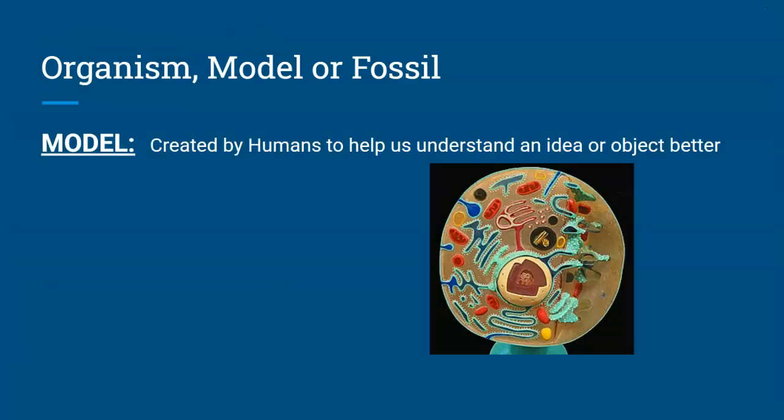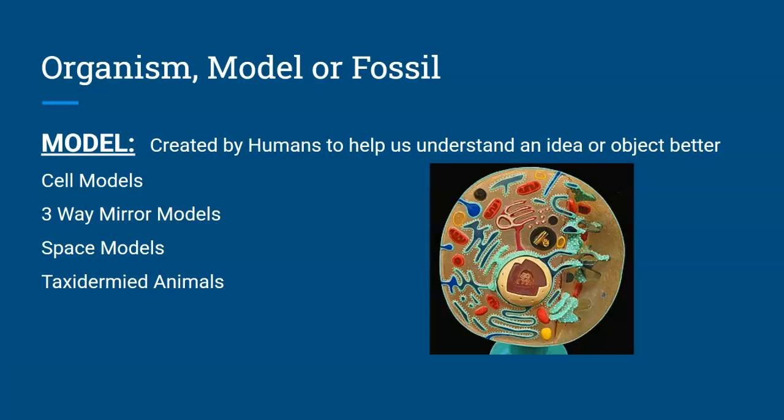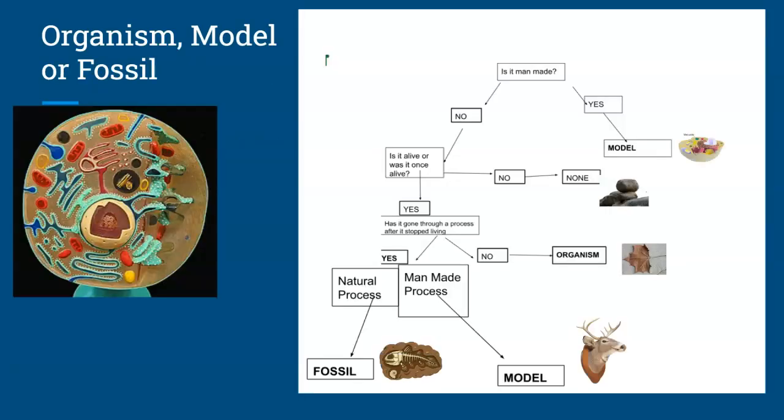Okay. A model is created by humans to help us understand an idea or object better. Here are our cell models, our three-way mirror models, our space models. We use models all the time in science. Museums have models all the time, and like I said, taxidermy animals are an example. Museums are full of models. The whole point of them is for you to learn up close and in a different way about the world.